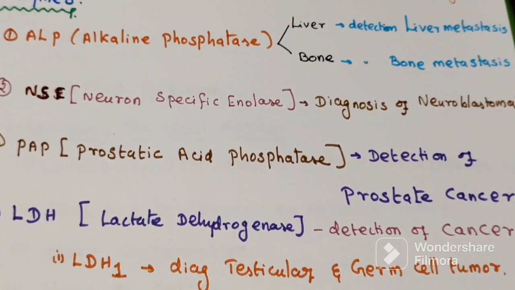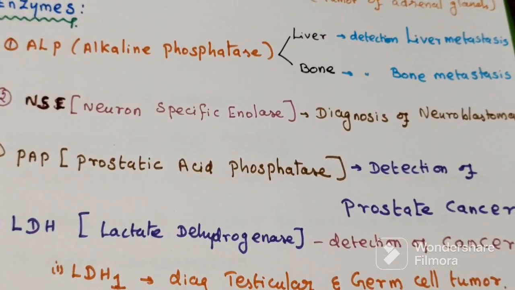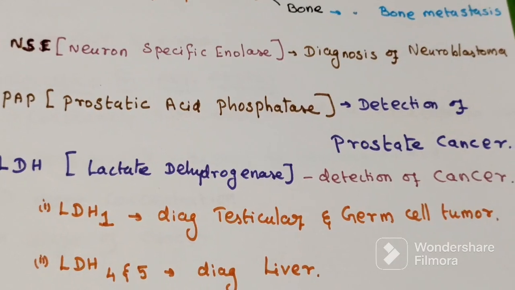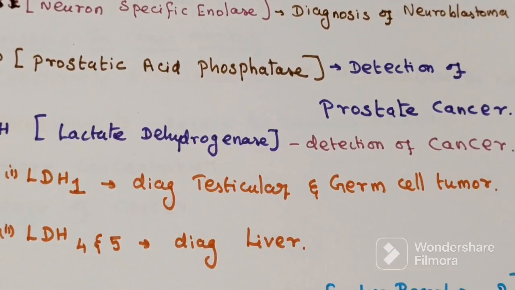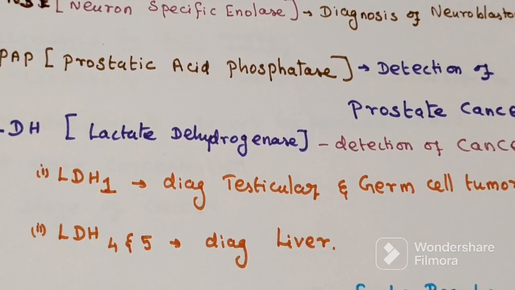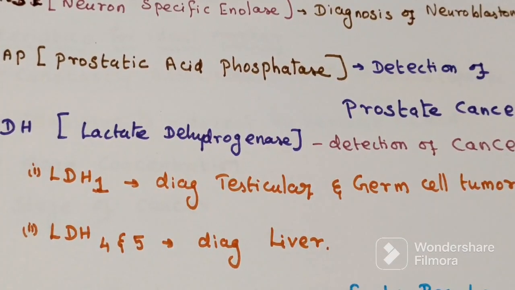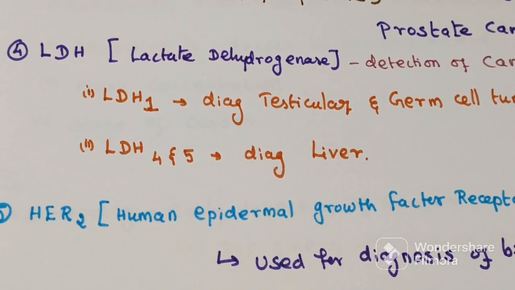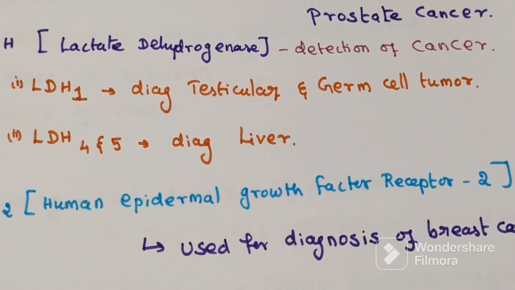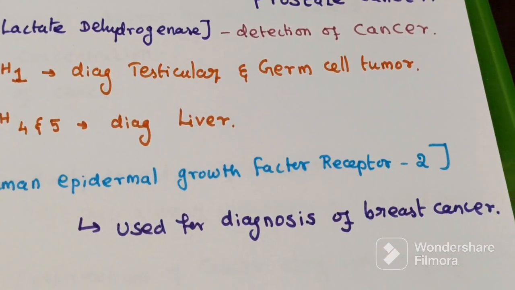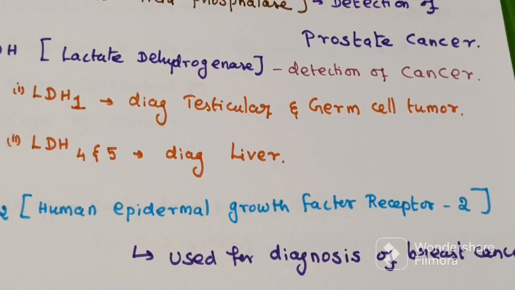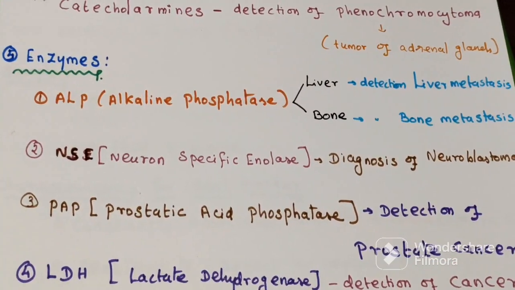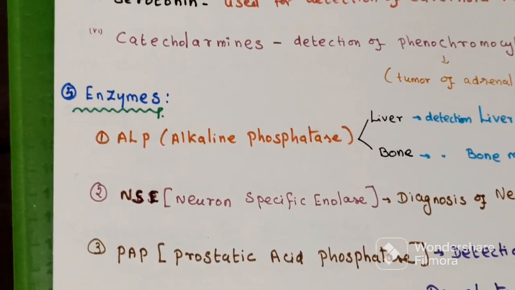Then LDH, lactate dehydrogenase: LDH1 is used for diagnosis of testicular and germ cell tumor, and LDH4 and 5 are used for diagnosis of liver tumor. Then HER2, human epidermal growth factor receptor 2, is used for diagnosis of breast cancer. So these are the enzymes used as tumor markers.